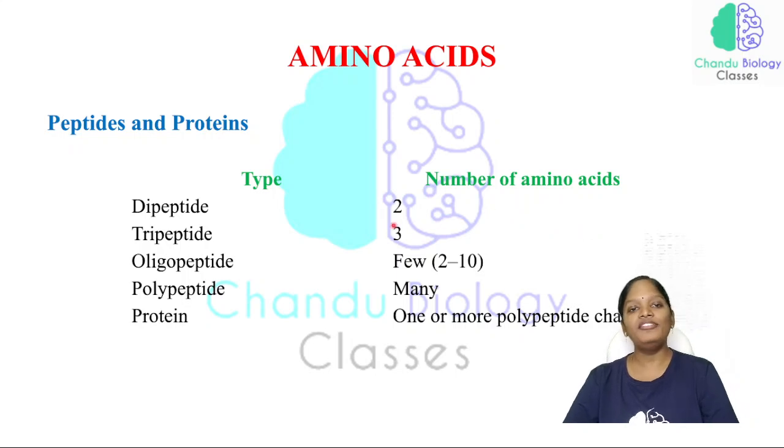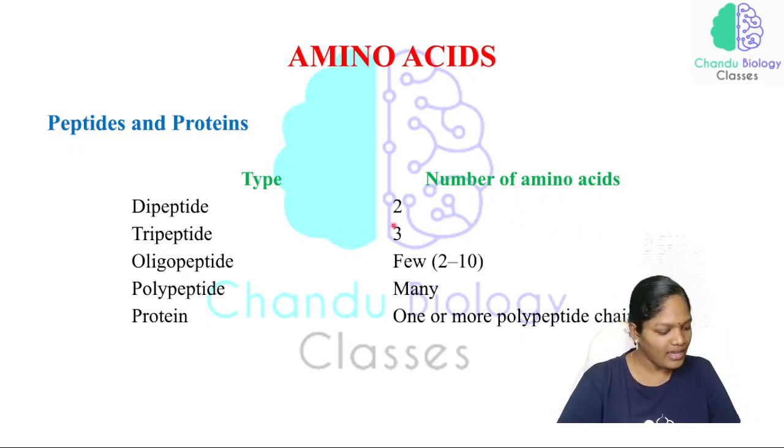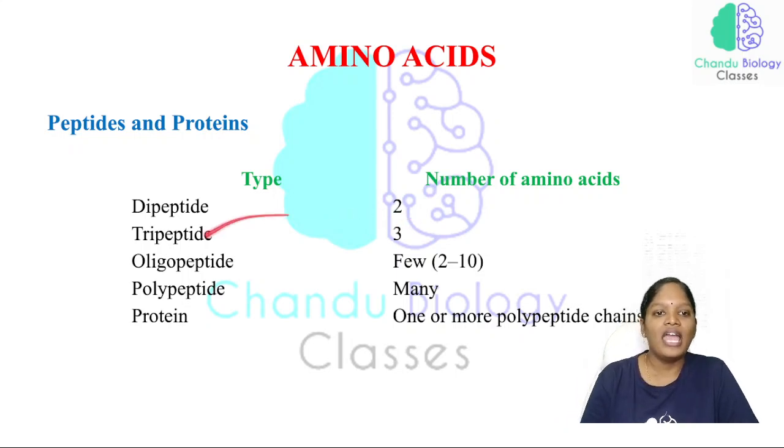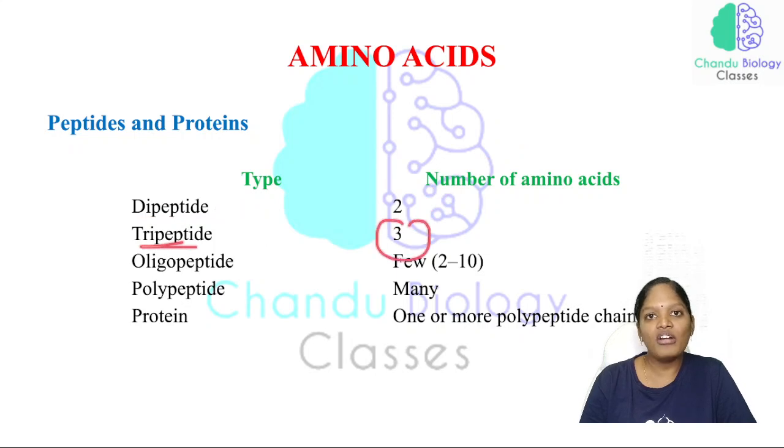And we have different types of peptides. If it has one amino acid, we call it a monopeptide. A dipeptide has 2 amino acids. A tripeptide has 3 amino acids. Oligopeptide means few, which means 2 to 10 amino acids, and we call them oligopeptides. And in a polypeptide, many amino acids will be present there.